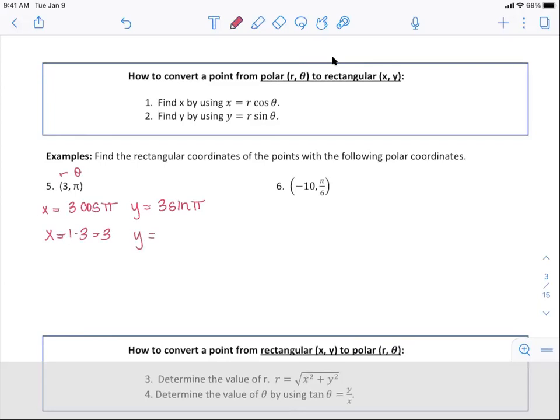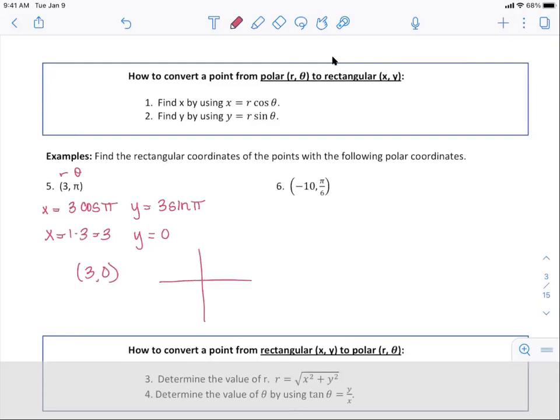And the sine of pi is 0, so y is equal to 0. So this ordered pair in rectangular coordinates is the point (3, 0). That locates the exact same spot. Now let's think about what that looks like.